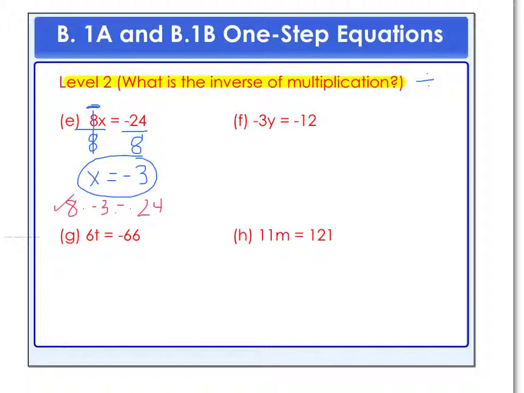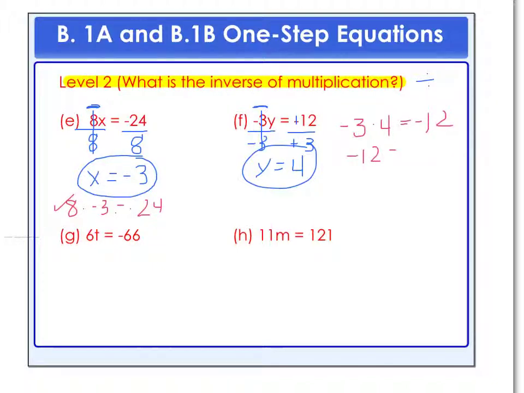The next one, we've got a negative 3 connected to our y by multiplication. To undo that, we're going to divide. What we do to one side, we have to do to the other. Negative 3 over negative 3 is 1, so we've got 1y equaling a negative and a negative is positive, and 12 divided by 3 gives us 4. Go ahead and check. Does negative 3 times 4 give us negative 12? And yes, it does. So we know we got the right answer.